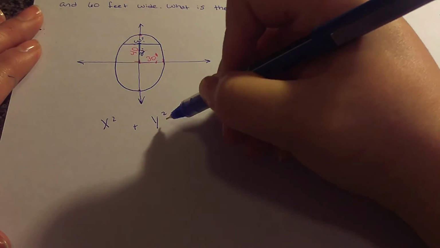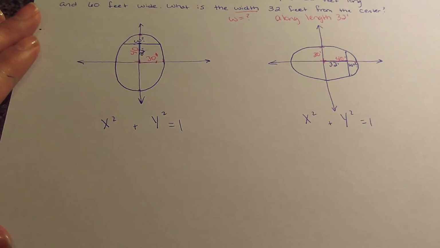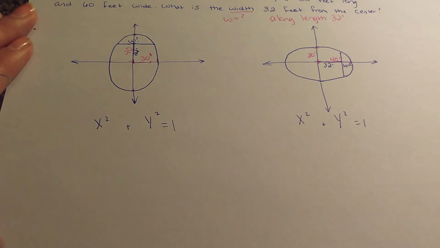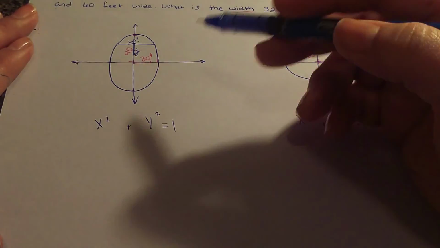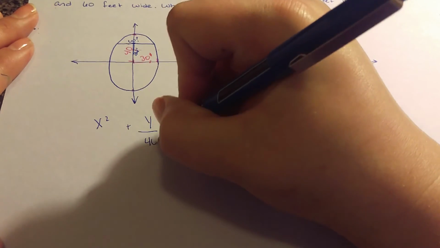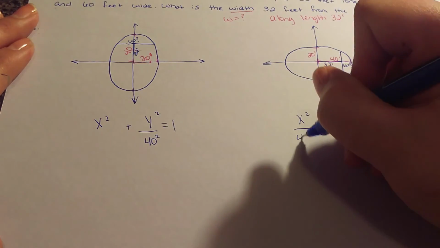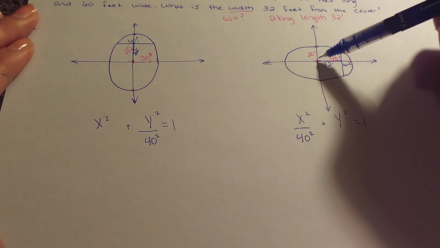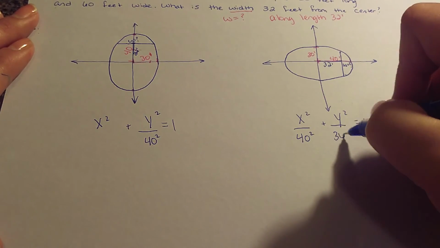So this part's the same. And then the A dimension is 40 in both, but the placement of it is going to change. Here, we're going to put our A dimension underneath Y. And here, we're going to put it underneath X. Now, our B dimension is 30, so that goes in the other place.